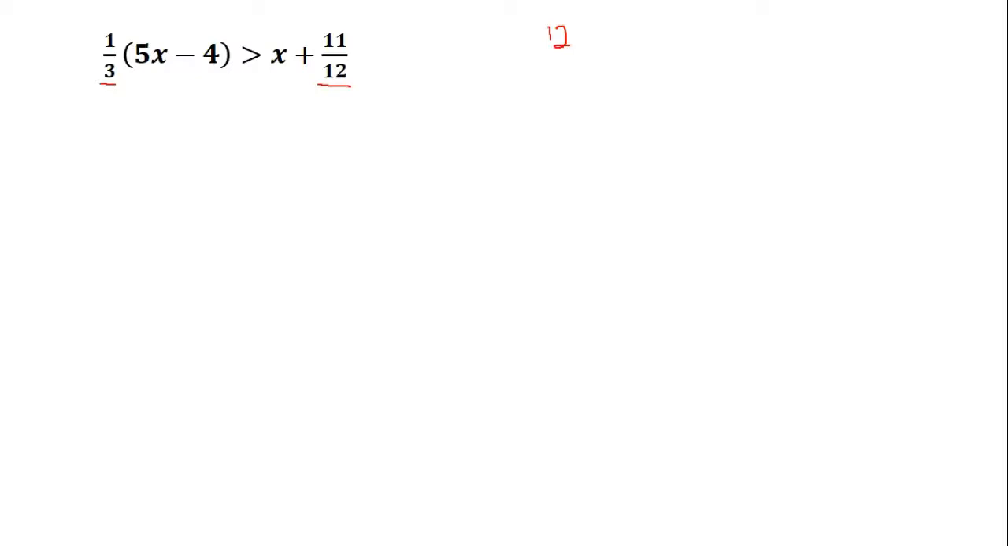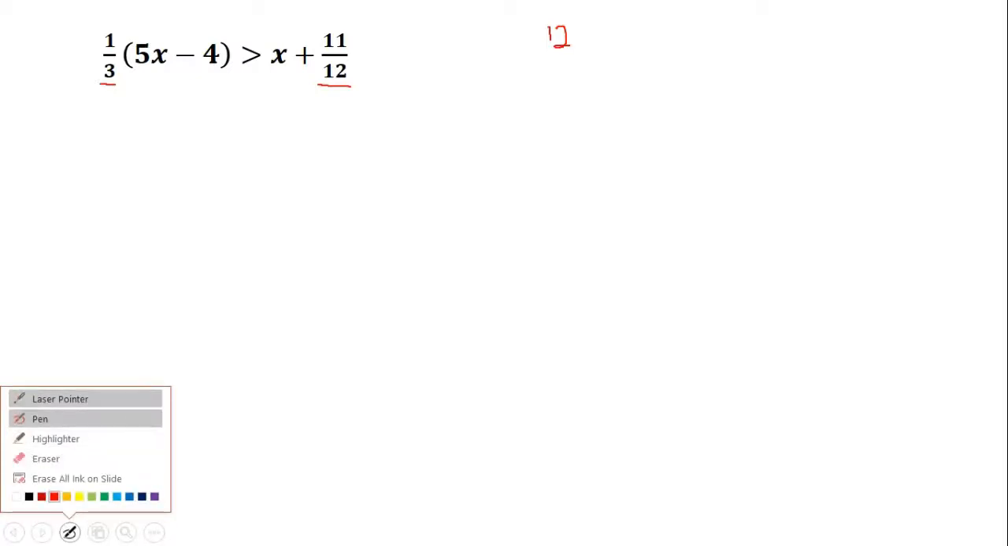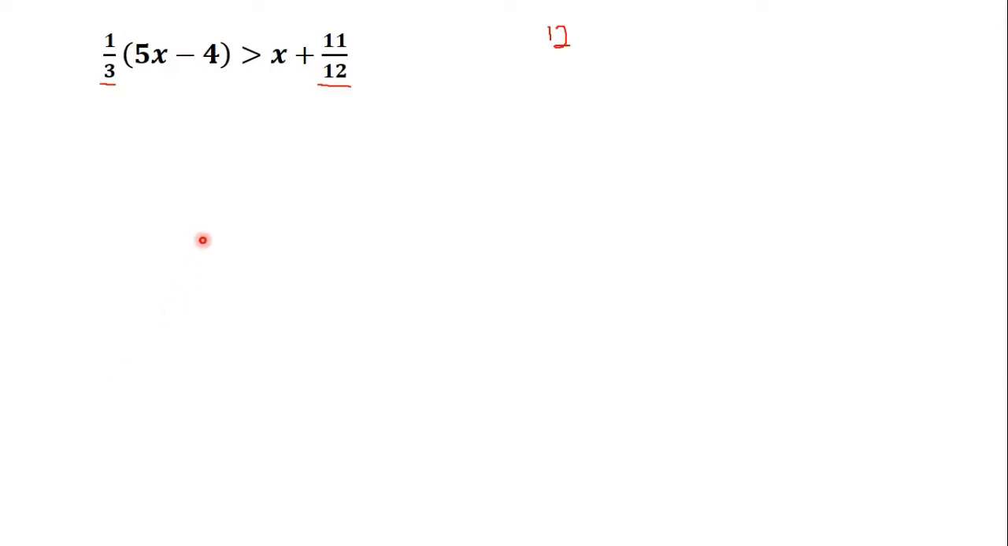So, as I said, if you want to know how to find the LCM of a set of numbers, watch the video on sets and you get to know how to find the LCM. So, LCM of 3 and 12 is 12. Now, after you found the LCM, the next thing you need to do is to identify the terms in the inequality.